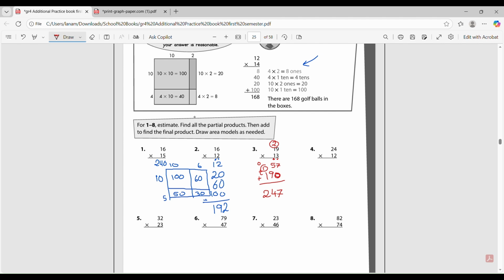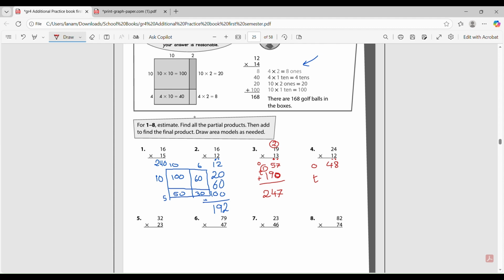Now I'm going to do the rest of the exercises using the standard way, but you can use the way you want. Now 2 times 4 is 8. 2 times 2 is 4. This line is for the ones. The other line is for the tens. Now I'm done with the ones. I will move to the tens.